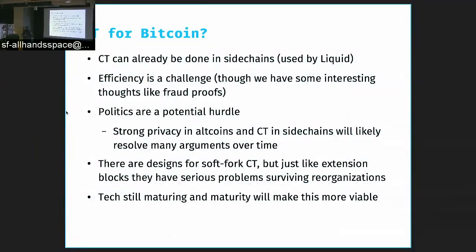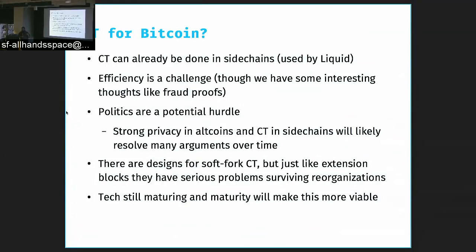So what about using the CT thing with Bitcoin? Well, you can use it with Bitcoin, the asset, already by using sidechains. And that's what we're doing with Liquid, for example. So you can build a system that trades Bitcoin value and uses CT to make it private inside that system. It's just not private going in and out of it.